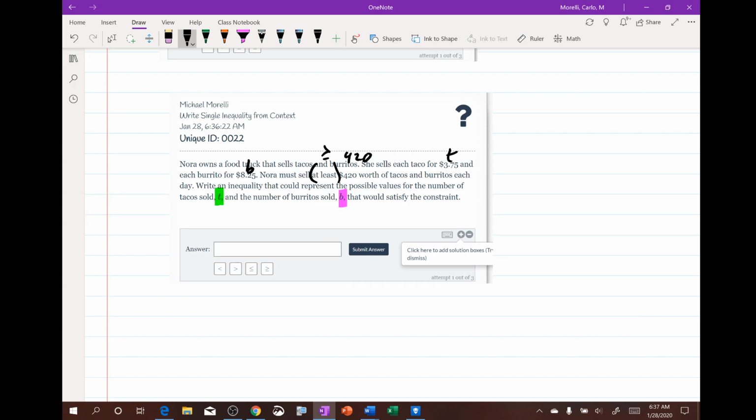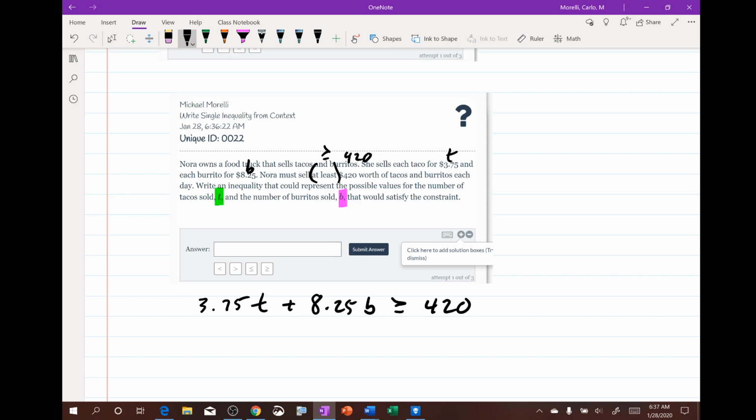So you're kind of building this thing. What you're going to end up with is 3.75T plus 8.25B, it needs to be at least, so greater than or equal to, 420. So this is your answer. This goes in here. 3.75T plus 8.25B greater than or equal to 420.